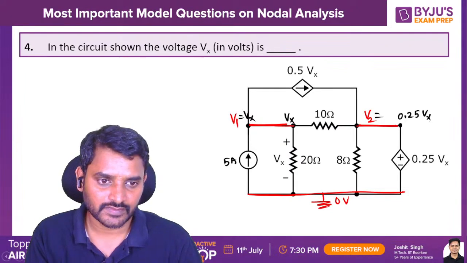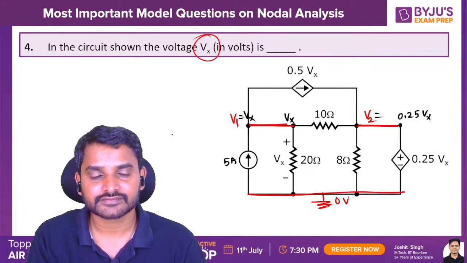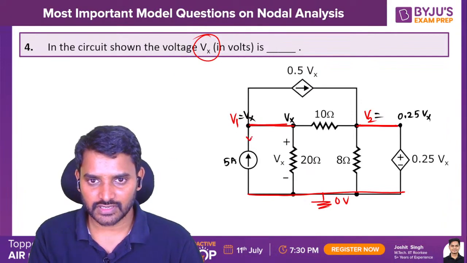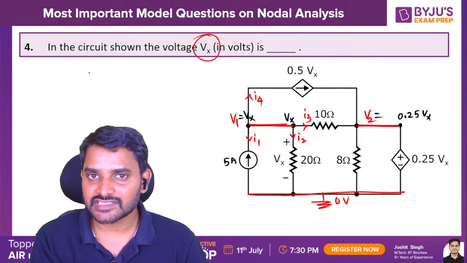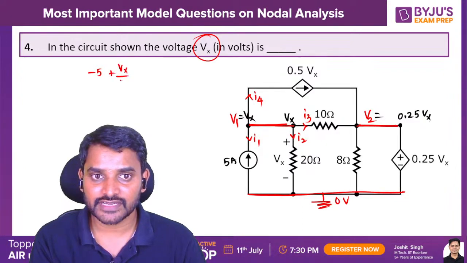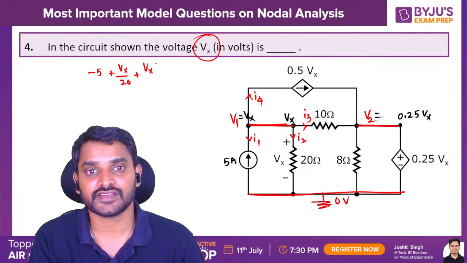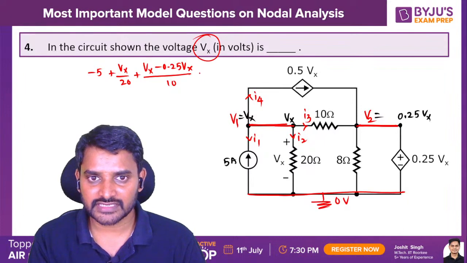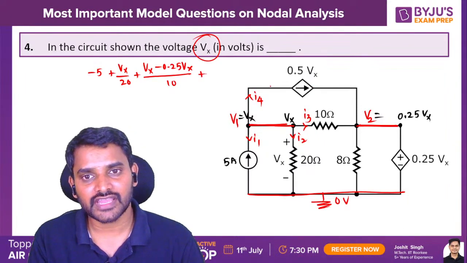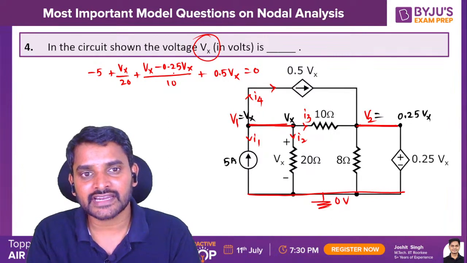Chalo, write KCL. What I want is Vx. So let us take I1, I2, I3 and I4. Don't assign a current here because we do not have any element. I1 can be taken as minus 5 amperes. I2 can be taken as Vx by 20. I3 can be taken as the potential difference divided by resistance: Vx minus 0.25 Vx, divided by 10. And I4 is a current source directly, so I4 is equal to 0.5 Vx. The currents leaving the node sum to 0. So solve this, and you will get the Vx value directly.